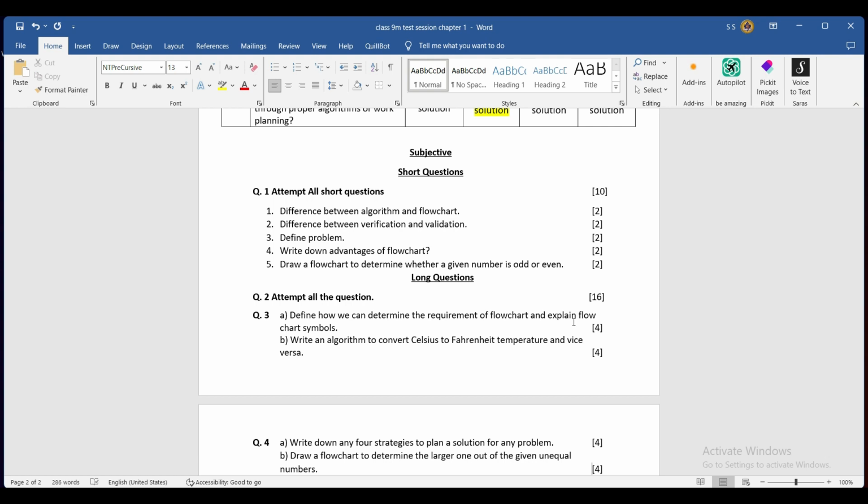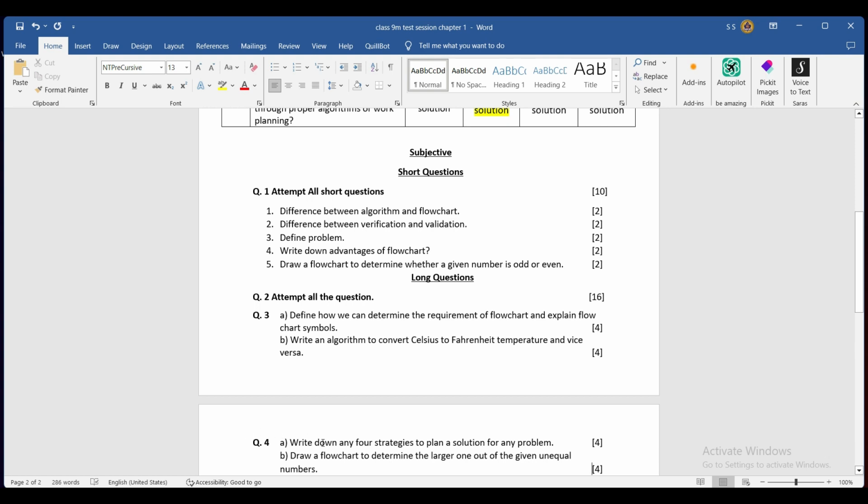And flowchart symbols, I hope it's pretty much clear. There are symbols: flow line, terminal, process, decision, input, output, and connectors. It's mentioned in your book, page number 8. Then B part is write an algorithm to convert Celsius to Fahrenheit temperature and vice versa. Please consult your book.